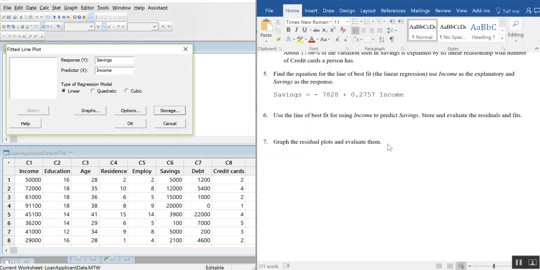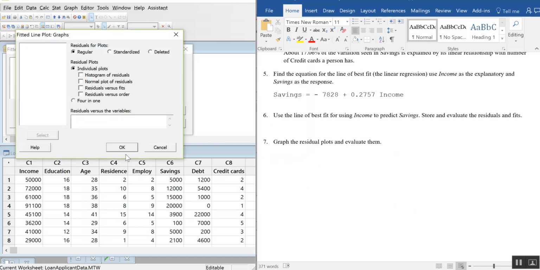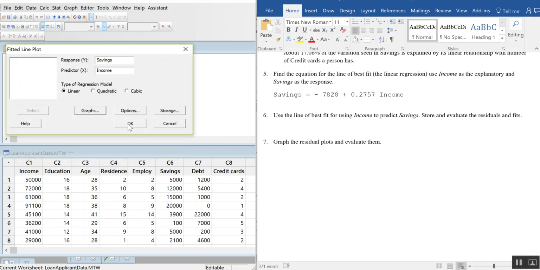At the same time, I'm also going to do number 7. It says, hey, graph the residuals and then evaluate them, just so I don't have to go through this menu a second time. How you get graphs of residuals is you hit the Graphs key. And then it asks you, hey, would you like some residuals? I'm going to do the 4 in one. You don't have to do all 4. The ones you really should be paying attention to, I will tell you in a minute. So let's go ahead and hit OK. And then hit OK again.